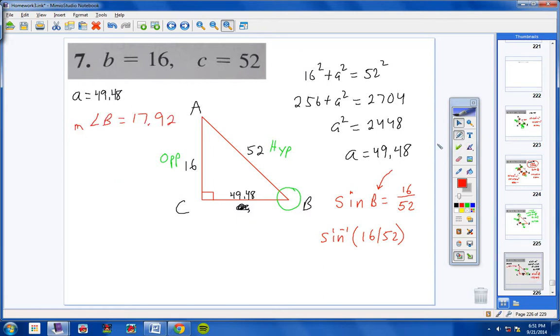And the last thing we're trying to solve for now would be the measure of angle A. And of course, we can do that very quickly by taking angle B, 17.92 plus 90, and subtracting it from 180. So we're going to add those two together and subtract from 180, and we're going to get 72.079. So 72.08 degrees. Okay? All right, moving on to number 9.